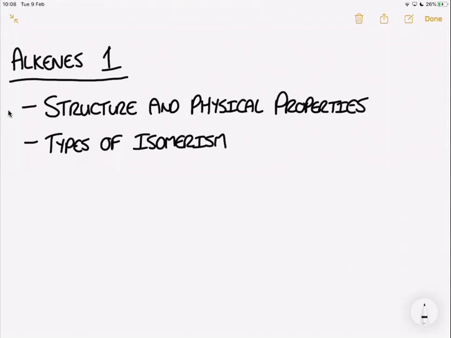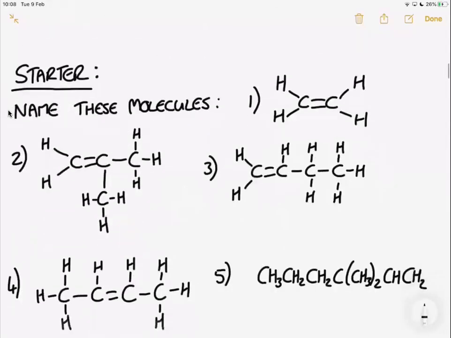What it doesn't cover is stuff like cracking, because we'd really consider that part of the alkanes topic, but it is something you need to be familiar with, the production of alkenes. So then, let's kick off with the starter activity.